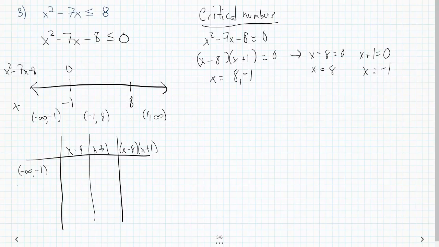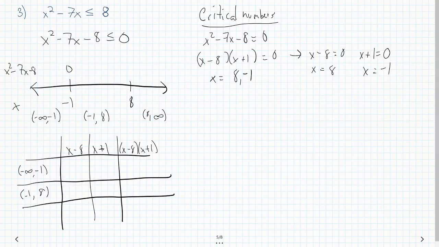So we have negative infinity to negative 1 as our first test interval. Negative 1 to positive 8 will be our next test interval. And 8 to infinity will be our final test interval. And what do I mean by that? When we have a test interval, you just pick a number inside it and plug it in and see if it's positive or negative. That's all we care about, positive or negative.